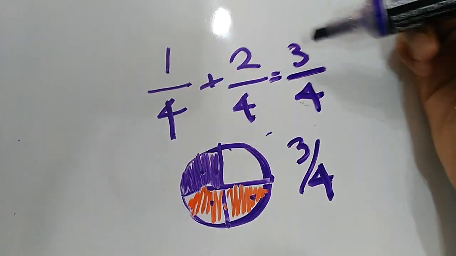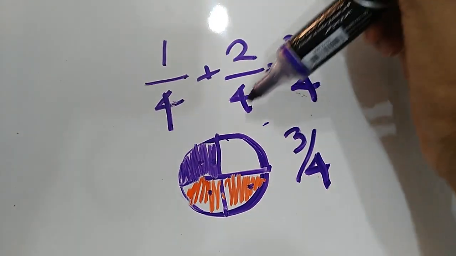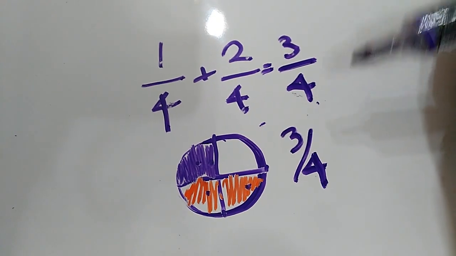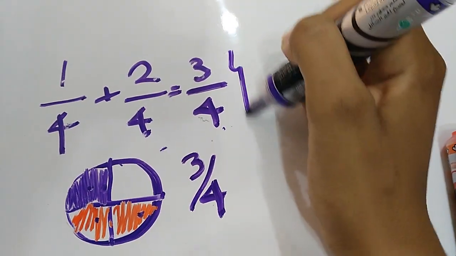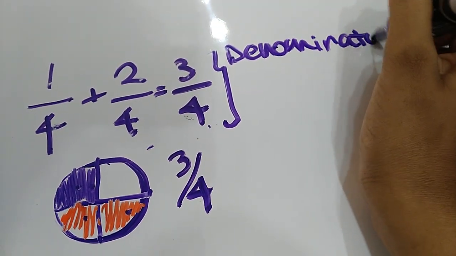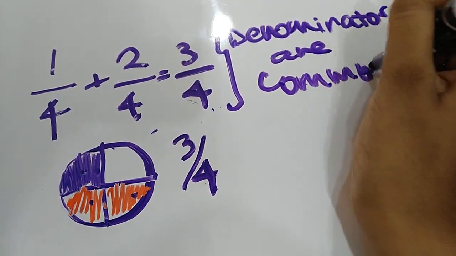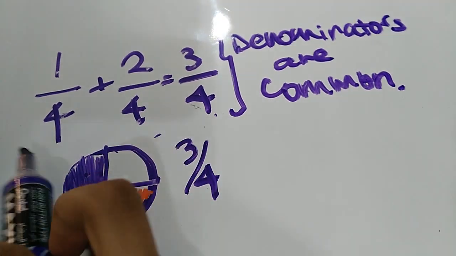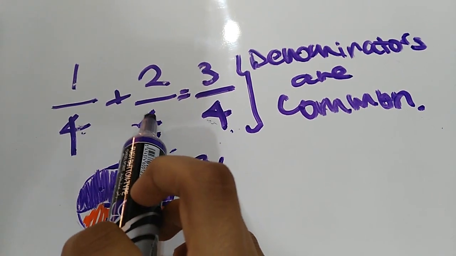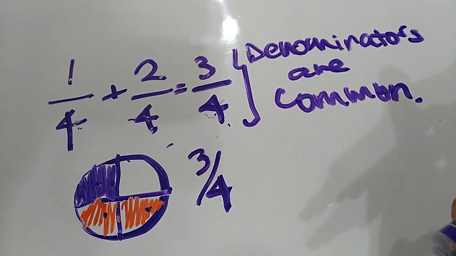Let's have a look at what I did here. Essentially, I kept the denominators the same all the way through: 4, 4, 4. And I just added the numerators: 1 plus 2 equals 3. This is the rule when the denominators are common. So, when the fractions that we're adding have common denominators, the same denominators, we just add the numerators through, and we keep that denominator the same.